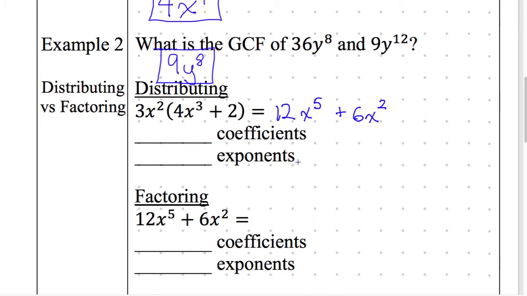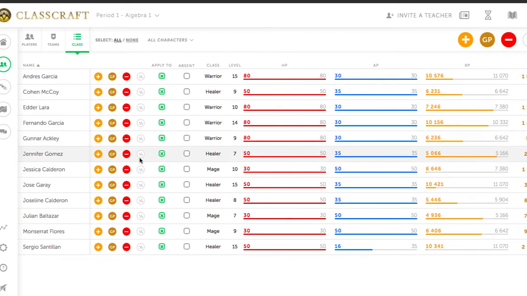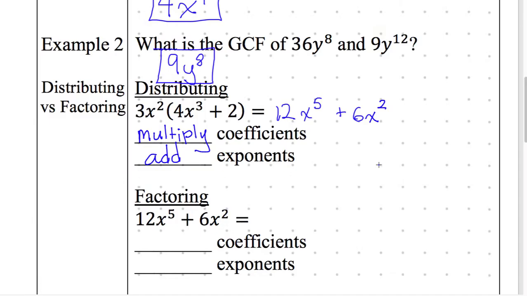All right. I need another volunteer to tell me what did I do with the coefficients? What operation? Did I add, subtract, multiply, divide, square root? What did I do with the coefficients? And what did I do with the exponents when I was distributing? Sergio. You multiply them. Yes, I multiply the coefficients. And I'll wait for you to finish copying that down. And I'm going to come back to you, Sergio. What did I do with the exponents? You add them. I added them. Thank you. Sergio got his 50 XP.